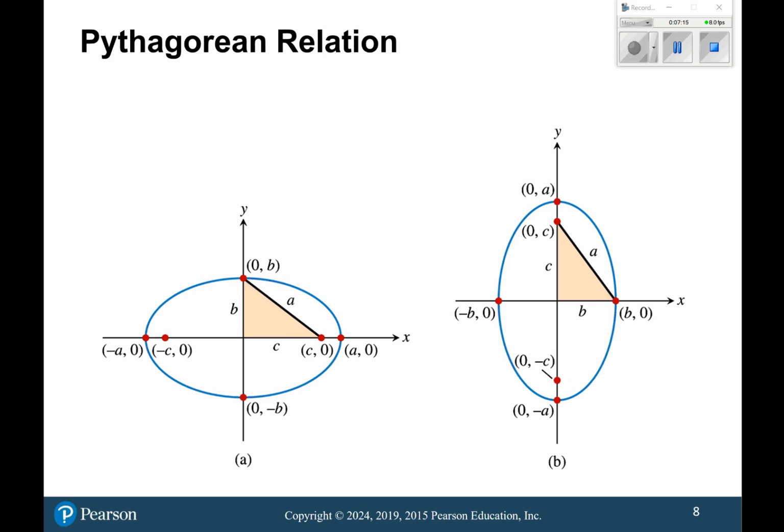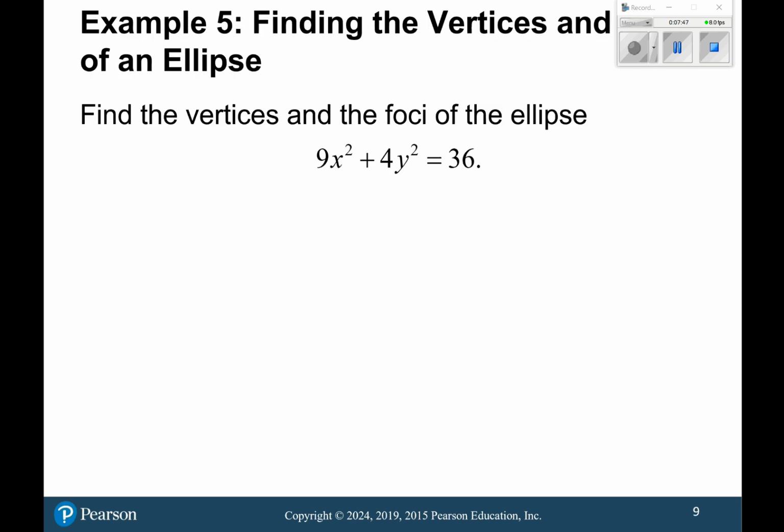Why does that work? Again, we defined the curve itself. It's the sum of this and this is constant. So if we go from here to there and here, the sum of those segments is the same. And again, the major axis is either horizontal or vertical.